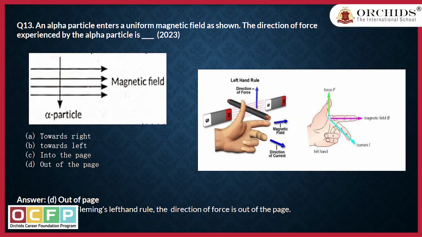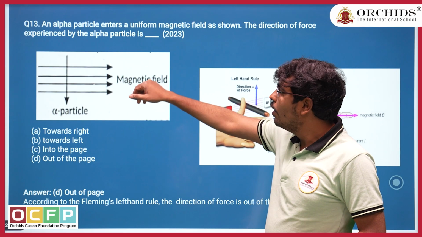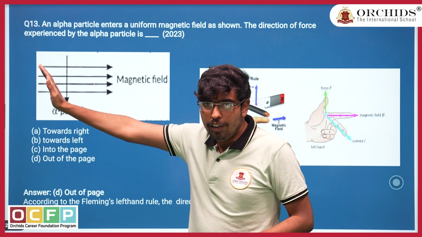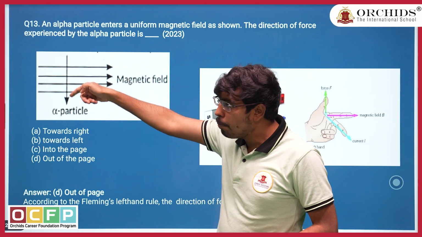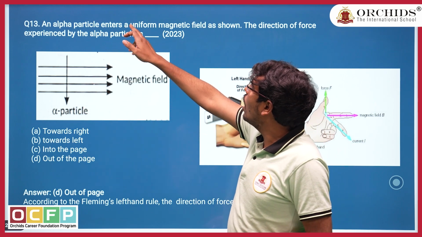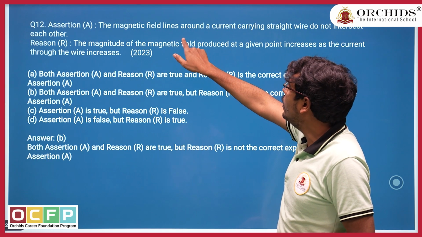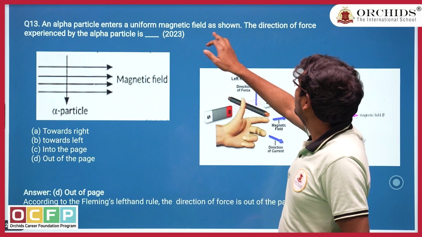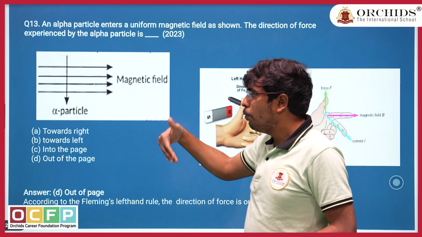The next question is again a similar kind of question to the one we have seen before. Here they mentioned the magnetic field, and again they mentioned an alpha particle. Now they have given 4 options. They are asking: an alpha particle enters a uniform magnetic field, and what is the direction of force experienced by the alpha particle?